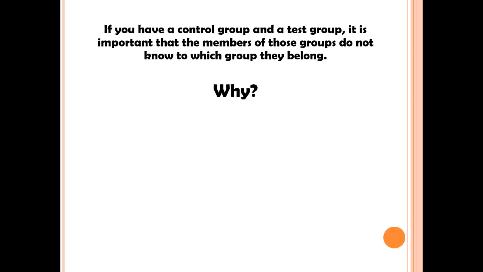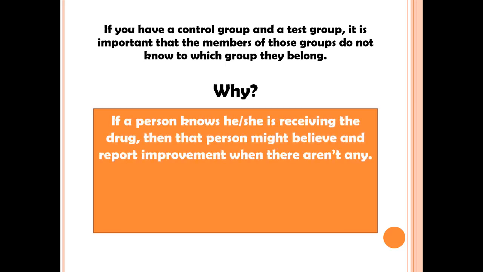The answer is, if a person knows he or she is receiving the drug, then that person might believe and report improvements when there aren't any. So we want to make sure they don't know. We want them to know there's a test group and a control group. Some of you will receive the real medicine, some of you will receive a fake medicine. That way they can't automatically believe that they're receiving the treatment. And so the results that happen are more likely to be attributed to the drug.